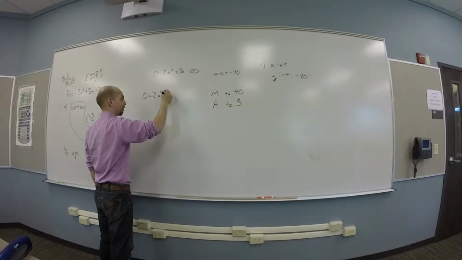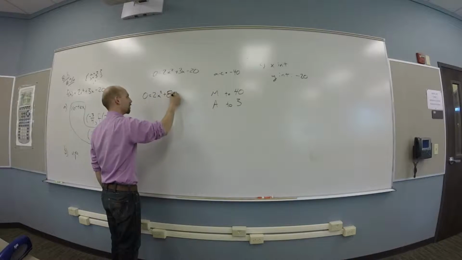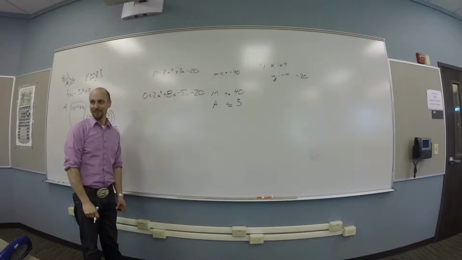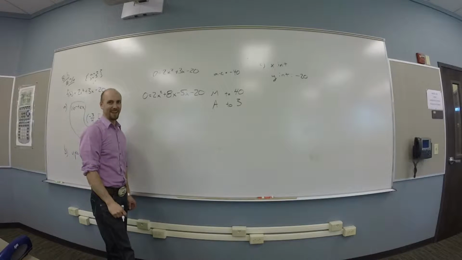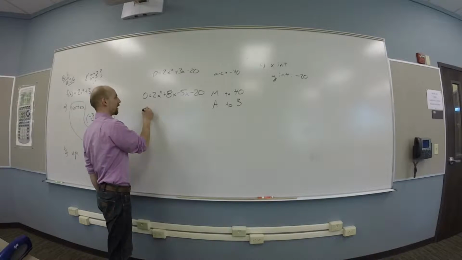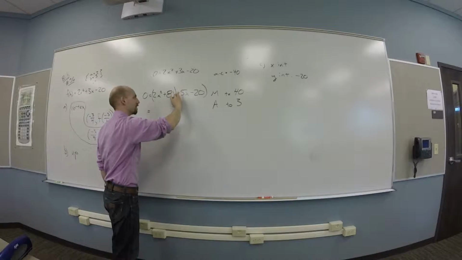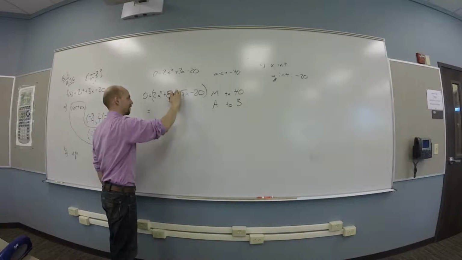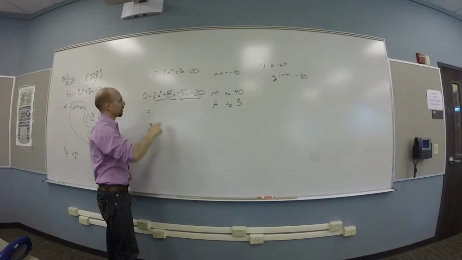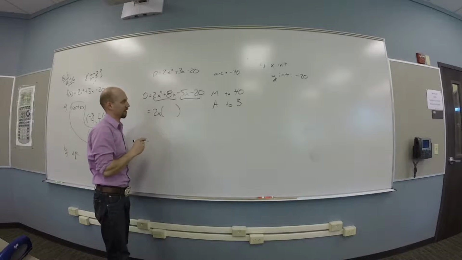So 0 is 2x squared plus 8x minus 5x minus 20. You guys remember this freaking thing? Okay. Now what do you do for the AC method? The grouping. Yeah, I factor by grouping, right? So I'm going to look at this stuff and that stuff. Okay, so out of this guy, what can I get? 2x.